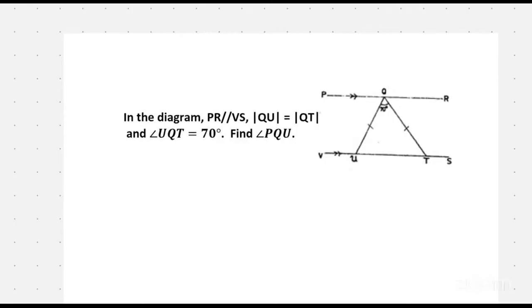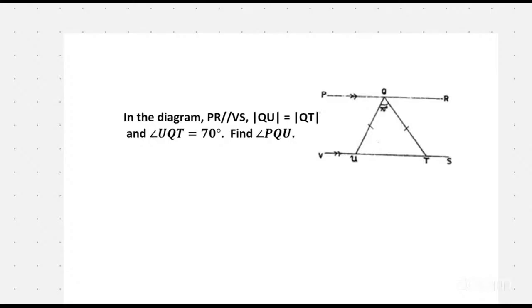We're going to be starting with this problem. And I want you to take your pen, take your notes, so you can put down some things. Our focus in this is to remind you of your corresponding angles, your alternate angles, interior angles, vertically opposite angles, sum of angles in a triangle, as well as base angles of isosceles triangle. So these are the main targets. All right, in the diagram, PR is parallel to VS and QU equals QT. Angle UQT is 70 degrees.